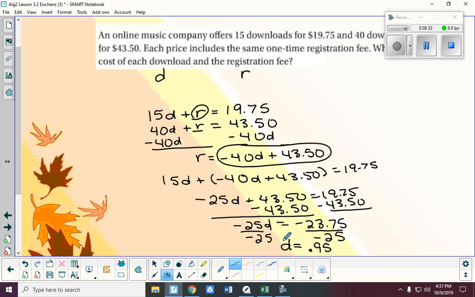To find the registration fee, we will substitute in. So r equals negative 40 times 0.95 plus 43.50. And when we work that out, we get 5.50. So that's the registration fee.